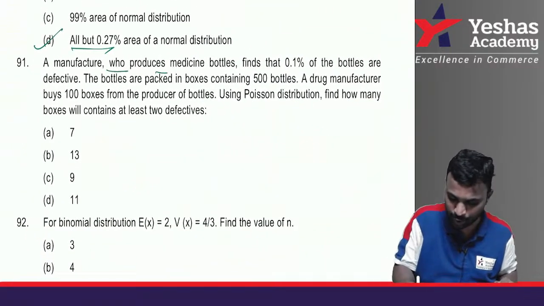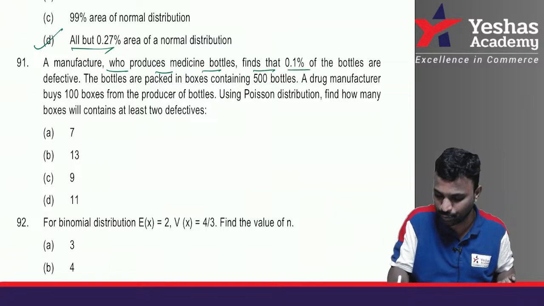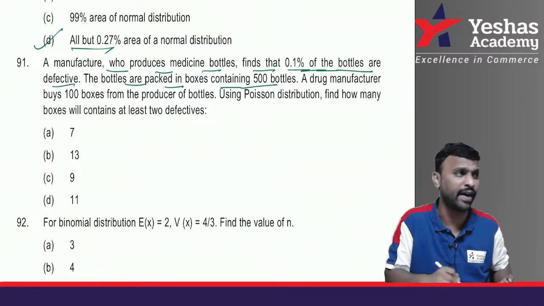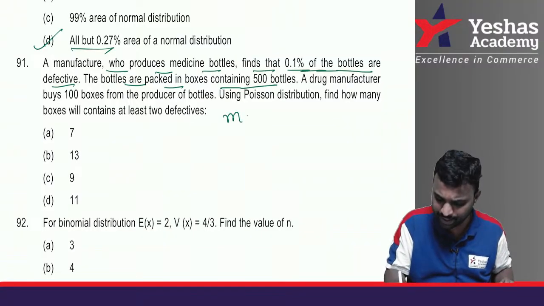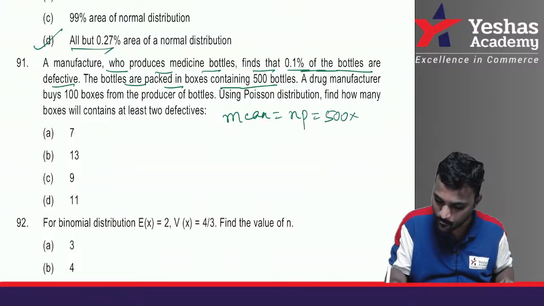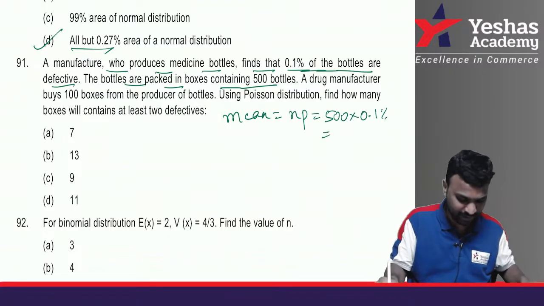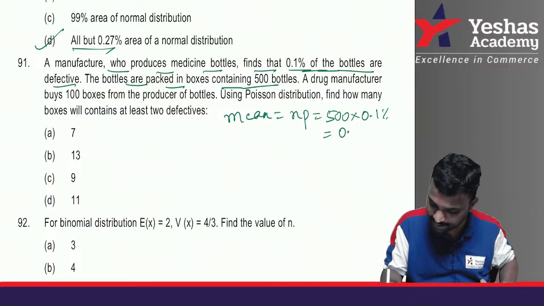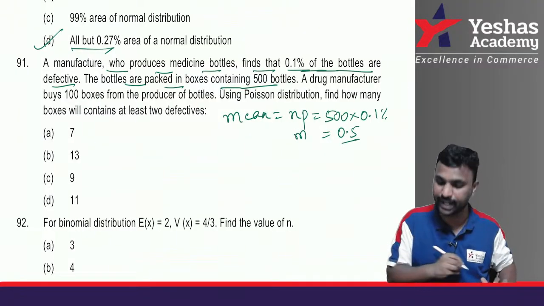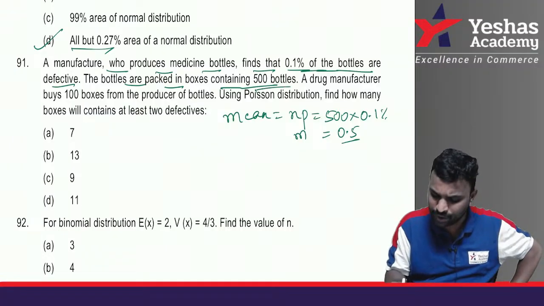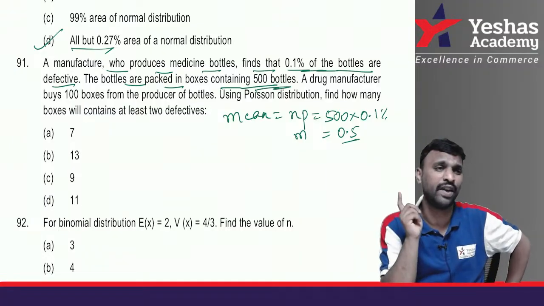A manufacturer who produces medicine bottles finds that 0.1% of the bottles are defective. The bottles are packed in boxes containing 500 bottles. Guys, if you want to find the mean, it is n into p. How many bottles? 500. What is the percentage of finding a defective one? 0.1%. 500 into 0.1% is 0.5. So the mean we got is 0.5. Guys, with more bottles, obviously we have to use what?